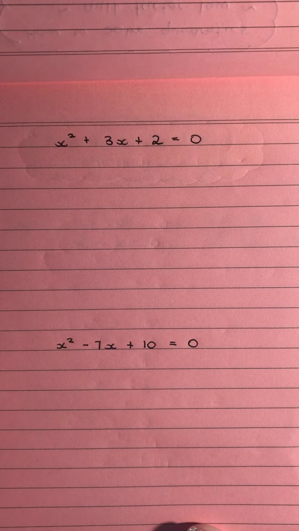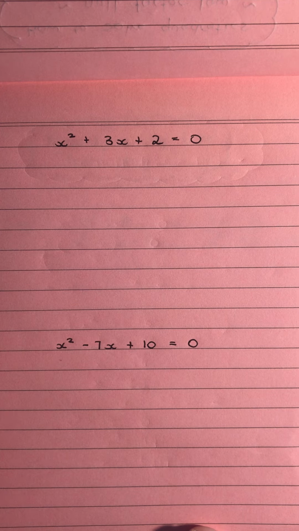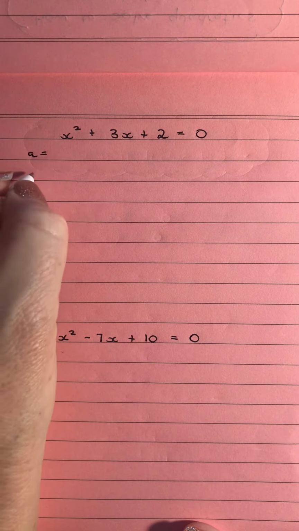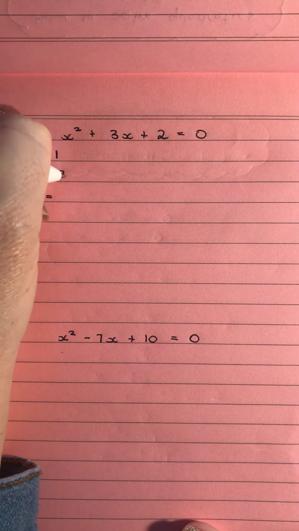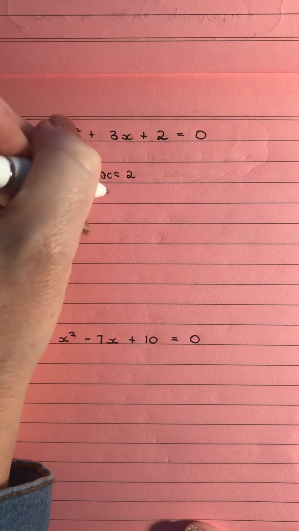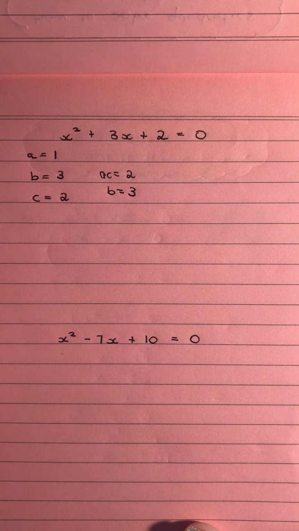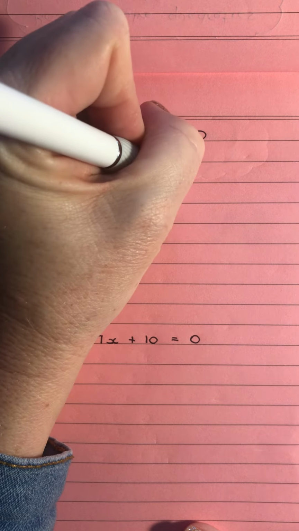Here I've got two more to look at. Both of them are quadratics that haven't been factorised. So a reminder with our factorising, we always write down our a, b, c. So our a is 1, our b is 3, our c is 2. So our AC is equal to 2, our b is equal to 3. We're looking for two numbers that will multiply to give 2, but add to give 3. So that's going to be 2 and 1.